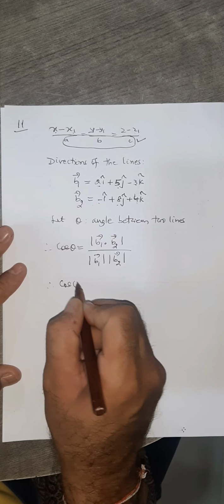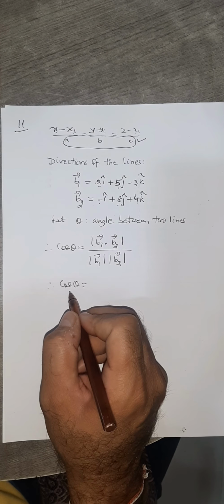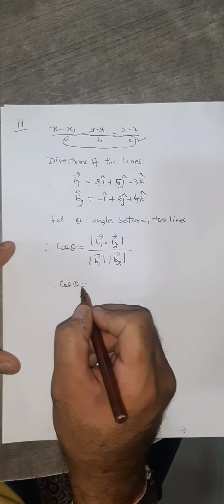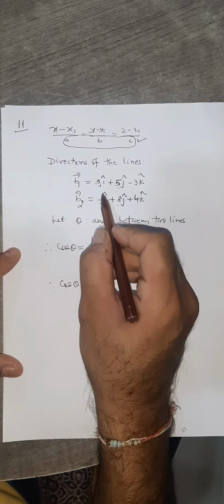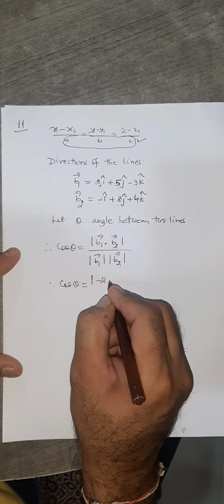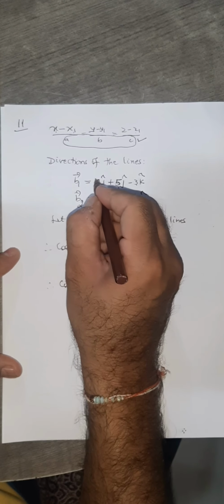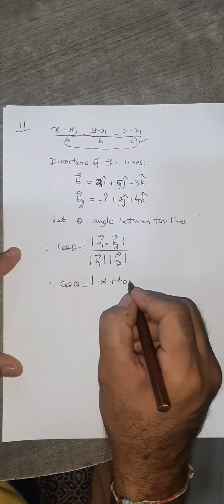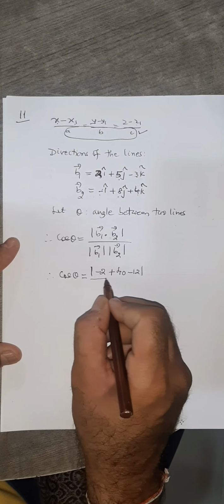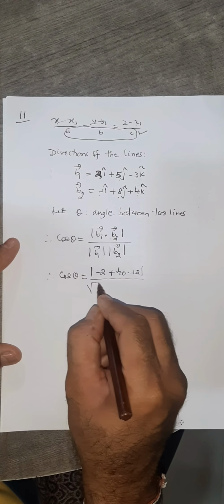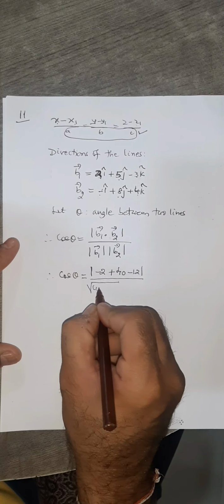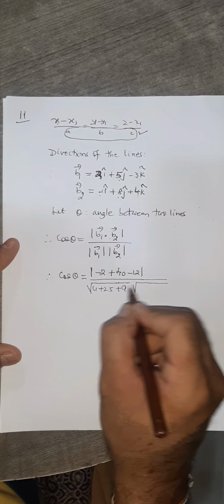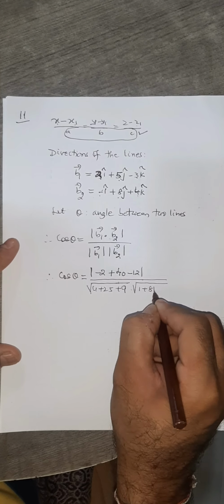So therefore, cos theta equals, now let's do this. Here, what is the dot product? Inside the modulus, this into this, which is minus 2. Minus 2 here, plus here 40, minus 12, upon the magnitude of the first one, which is root of 4 plus 25 plus 9, into the magnitude of the other one, which is 1 plus 81 plus 16.